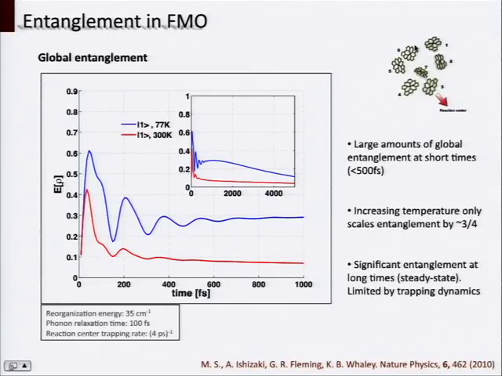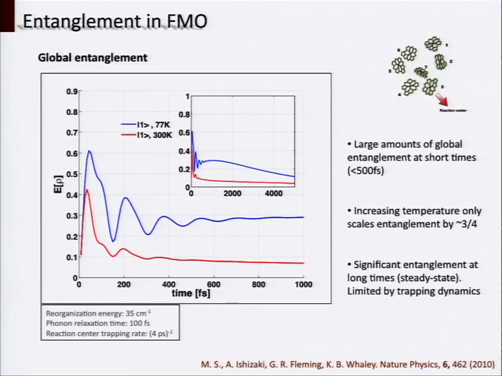There's a viewpoint that increasing temperature will kill off quantum effects very quickly, right? But this is not what you see here. You've increased temperature almost fourfold from 77K to 300K, and the entanglement has decreased by maybe 3/4, right? So there's no superlinear scaling of the suppression of quantum effects in this case with temperature.